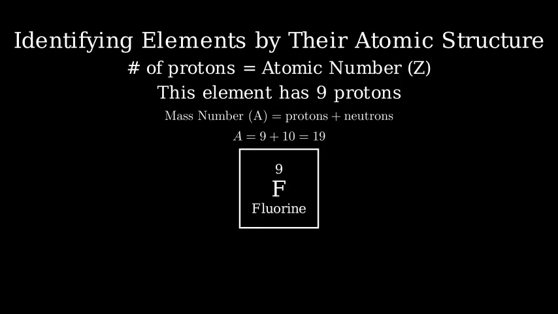Looking at the periodic table, an element with 9 protons is fluorine with the symbol F. This particular isotope of fluorine has a mass number of 19, so we write it as fluorine 19 or F19.